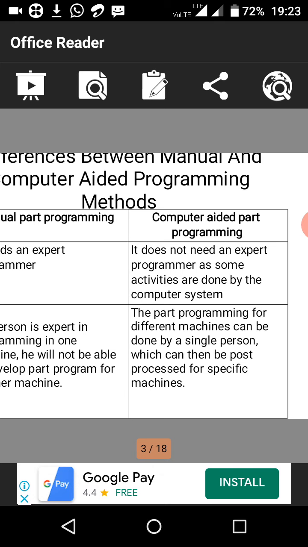Whereas in computer aided part programming, additional information like total machining time, metal removal rate, etc. is available. So here we will get how much metal removal rate is coming, and how much machining time it takes. So in manual part programming we won't get all this, whereas in computer aided part programming we get these things.